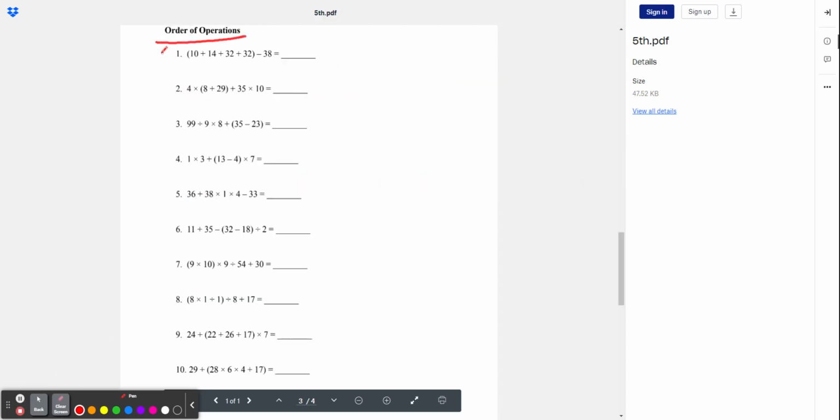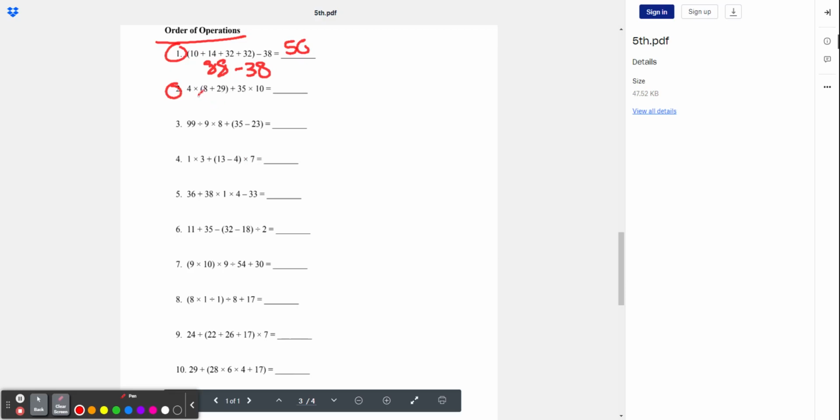Now we're going to do order of operations. Number 1. So we're going to do what's inside the parentheses first. 10 plus 14 plus 32 plus 32. That is 88. So it'll be 88 minus 38, which is 50.